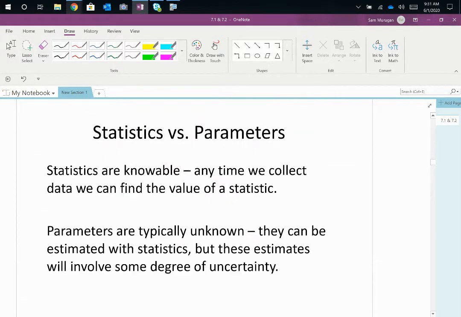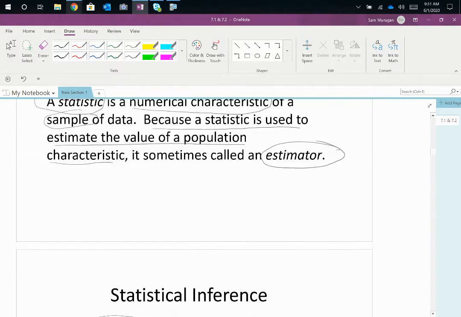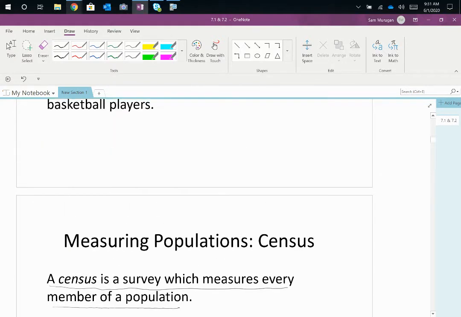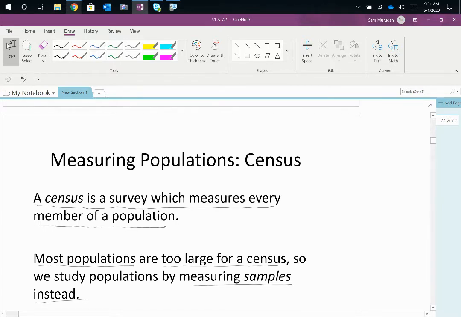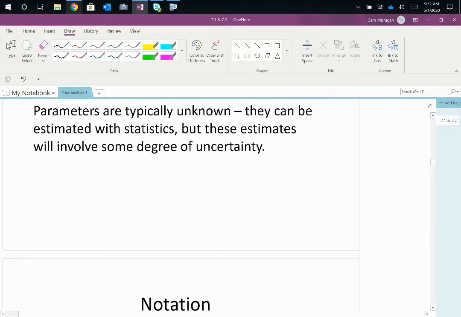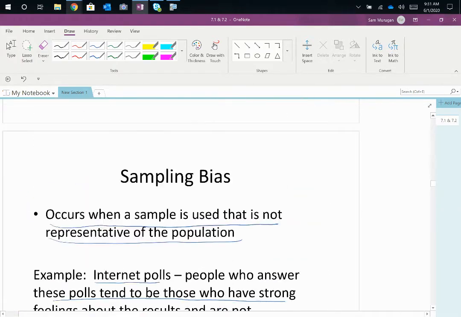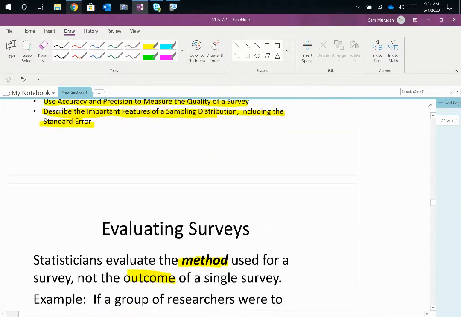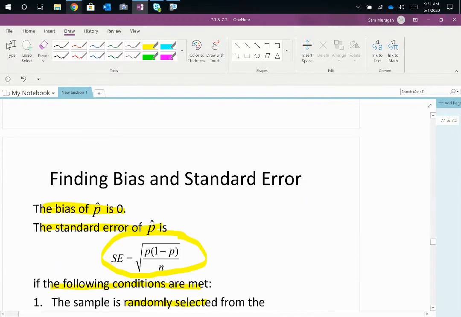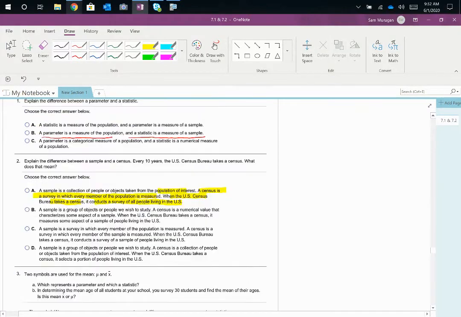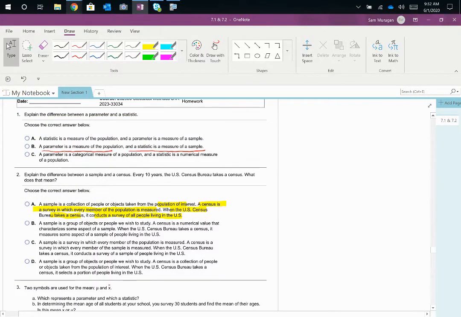Going back up here where we spoke about census: a census is a survey which measures every member of the population. And from this particular question in the homework, the only answer that reflects that is answer choice B. Answer choice A, sorry.